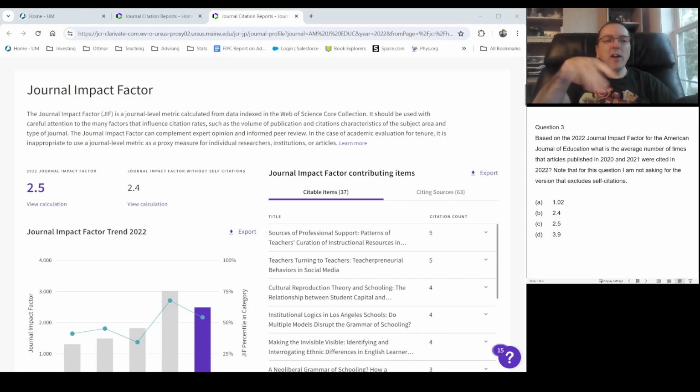How often are those articles being cited in journals they're monitoring in 2022? 2.5 times. So that's actually our answer right there to question number 3.